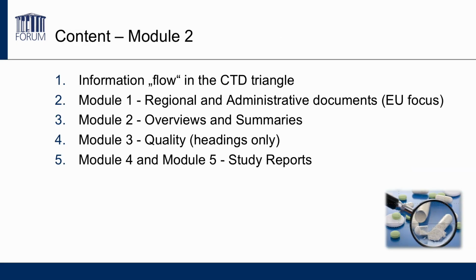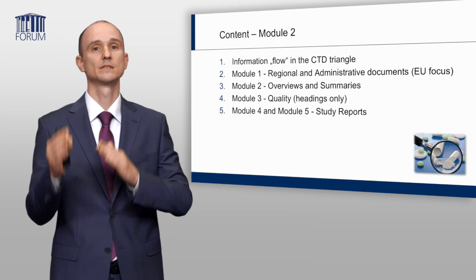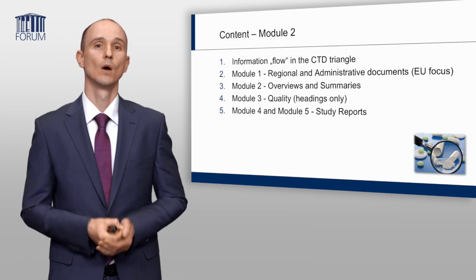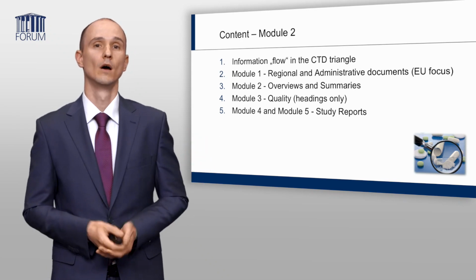In the second part, we will then go and have a more detailed look into the content that needs to be included in the 5 modules of the Common Technical Document. We will talk about the information flow, how raw data is discussed, presented, critically assessed within the famous CTD triangle and ends up in the module 1 of the CTD. We will have a look at each of the 5 modules. Module 1 will take the example of the European Module 1, and afterwards we will go one by one through the different sections of Module 2, 3, 4, and 5.